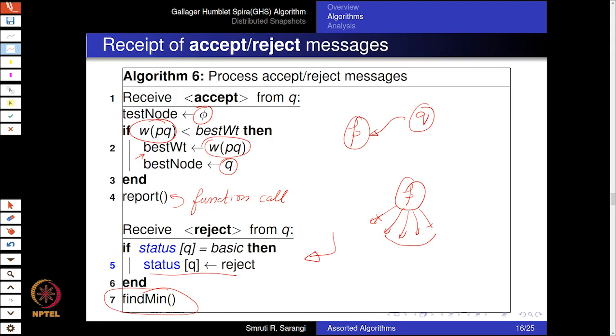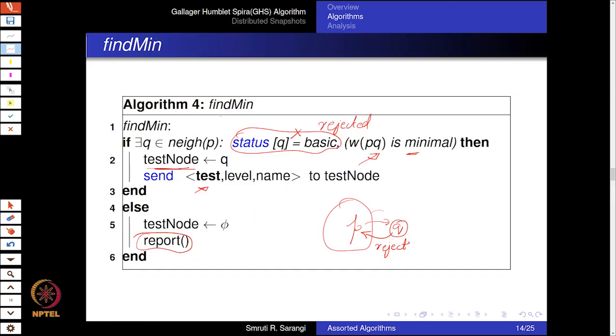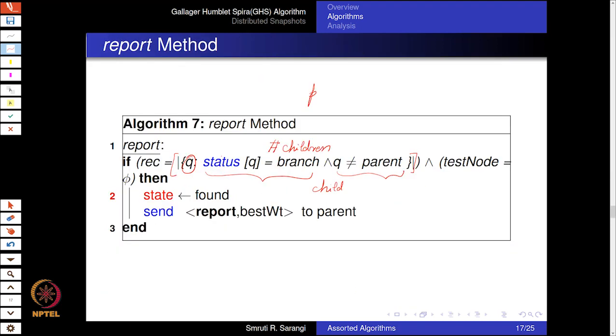So let's just look at the test node thing. When I receive an accept, I set it to null. And when else do I set it to null? I set it to null when I run out of neighbors. Otherwise, I don't set it to null. If I have sent a test message and it is outstanding, then it is non-null. So test node equal to null basically means I have finished my job of testing.